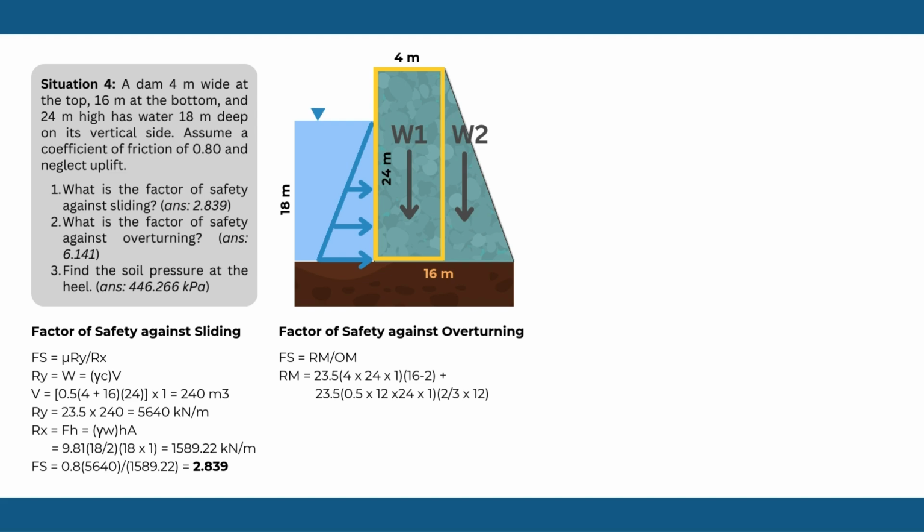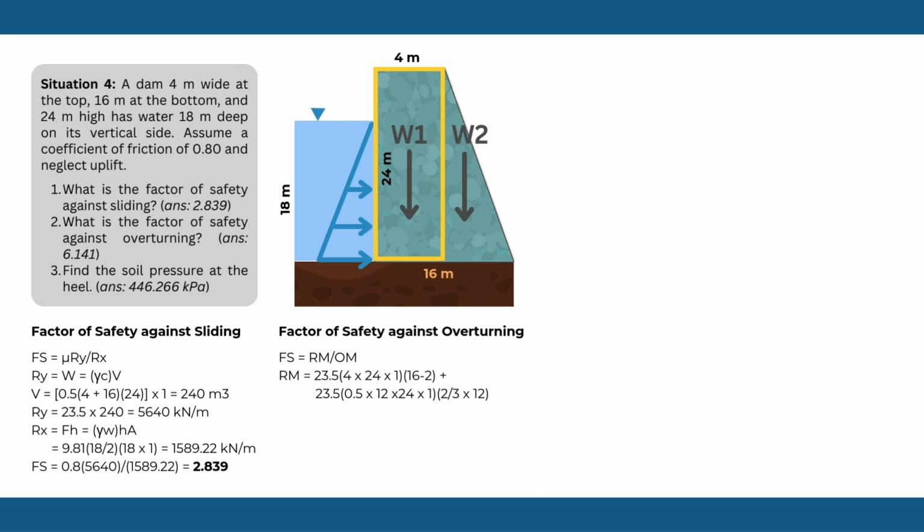Para naman sa distance niya mula sa toe, ang position lang ng 4 sa rectangular area is in the middle. So yung length na 4, divide lang natin sa 2, so 2 meters lang yung position niya mula sa heel. Getting its distance from the toe, minus lang natin yung 2 sa total bottom length na 16 meters.